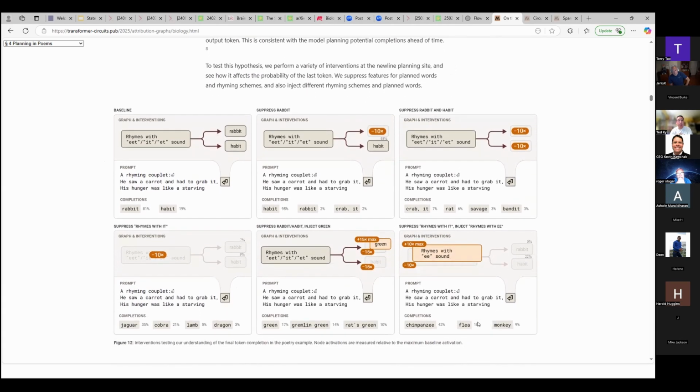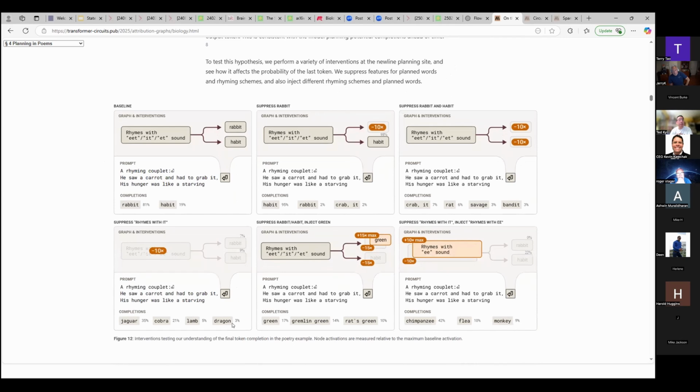Let's do our usual kinds of experiments. Okay, so in the baseline sentence, rabbit came out at 81%. You might be surprised that habit, even though it doesn't make sense, "his hunger was like a starving habit," doesn't make a lot of sense, gets 19% next token probability. And percent is the convenient word. It's not necessarily calibrated, but when you do softmax, you get a 0.19.